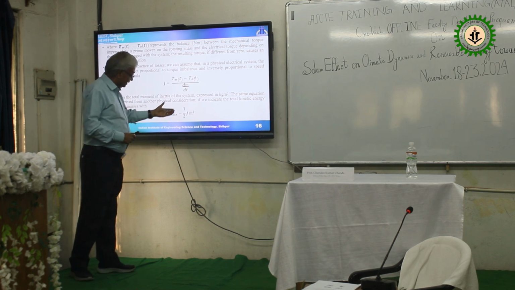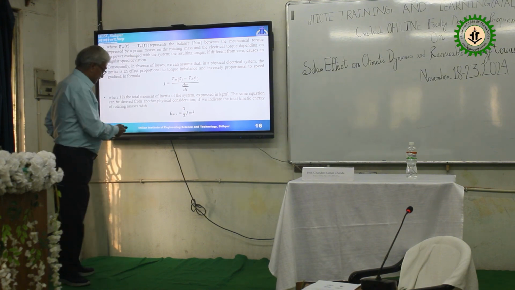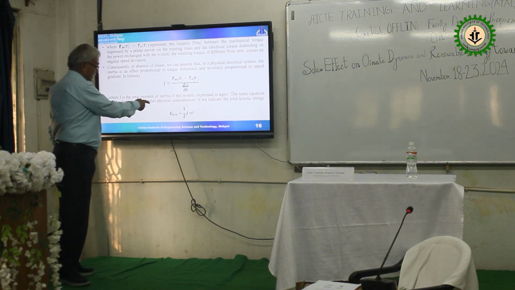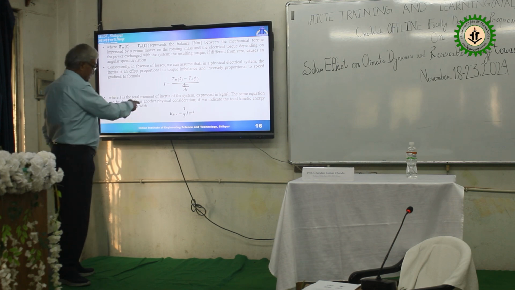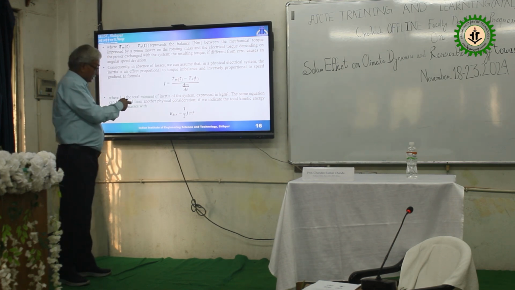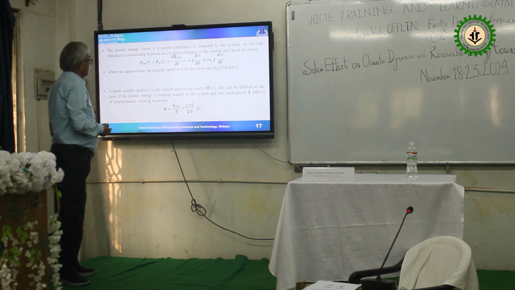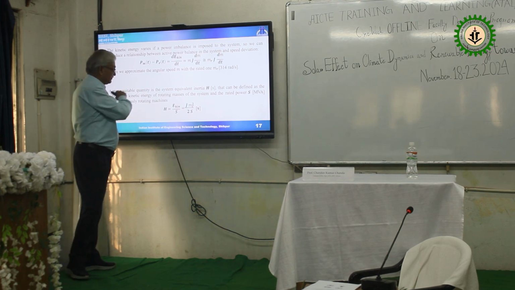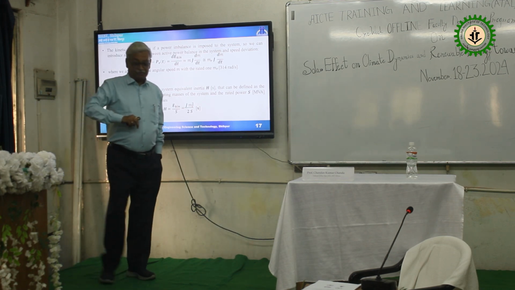So E-kinetic is equal to half J omega square. But M is not a time variable function, whereas J is a time variable function, dependent on time. In the normal derivation, J was dependent on time. But the point, let me explain here why we define H in a swing equation.